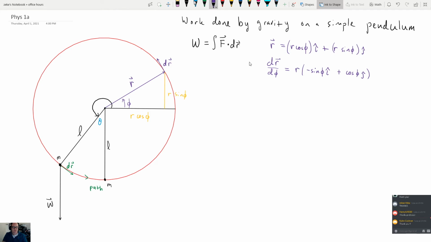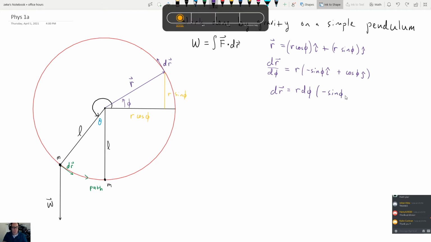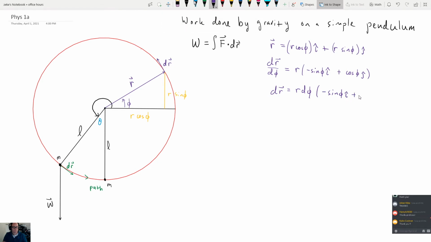So now we have a way of writing what dr is. And I'll just shift the d phi to the right-hand side so that dr is equal to r d phi times all of this. There we go. So now we know what our dr vector is going to be. And this dr vector should work whether we write it up here as I did in the first quadrant, or whether we write it down here. This should work at all points along this circle.